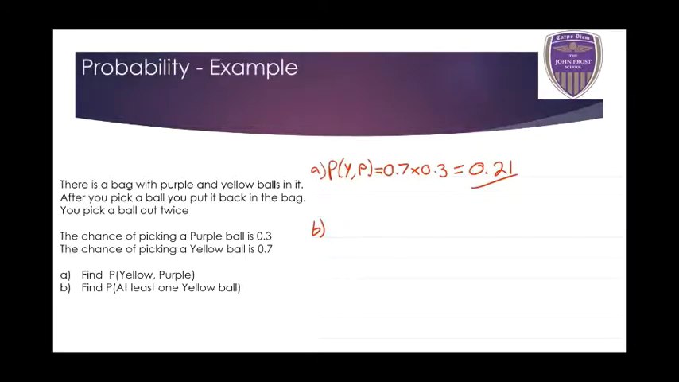Now, B, slightly different. I'm going to show you a little trick for solving quite difficult questions. So we need to find the probability of at least one yellow ball. So, probability of at least one yellow.